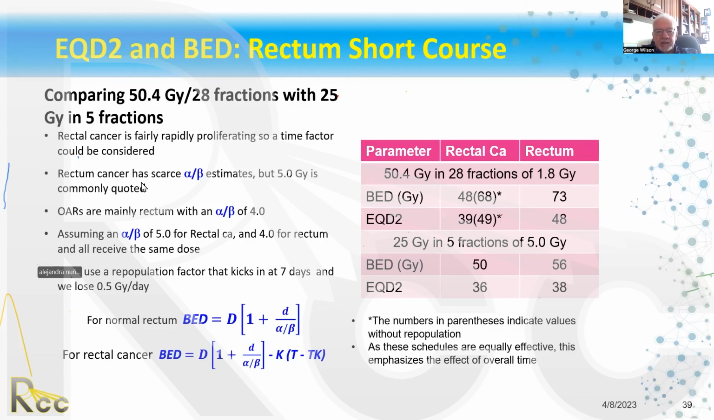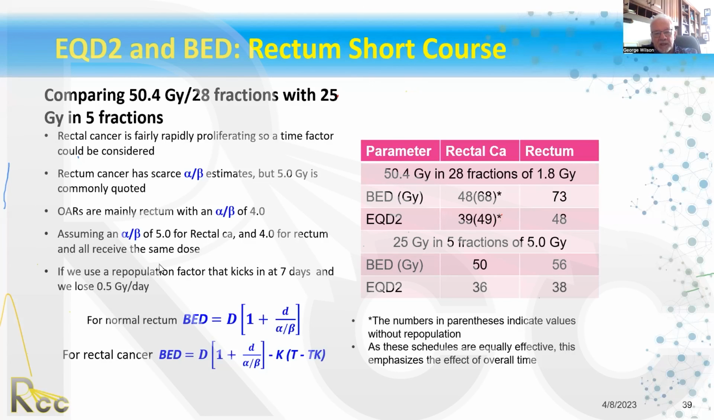Rectum cancer has alpha beta ratios of around 5 gray. The rectum itself is around 4 gray. So we're going to use these 2 alpha beta values. And then we're going to assume that there is repopulation, and that repopulation kicks in after 7 days. So this will be the lag period, and that we lose about 0.5 gray per day. These are estimates which have been made.